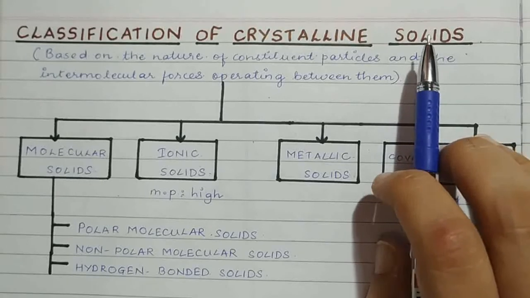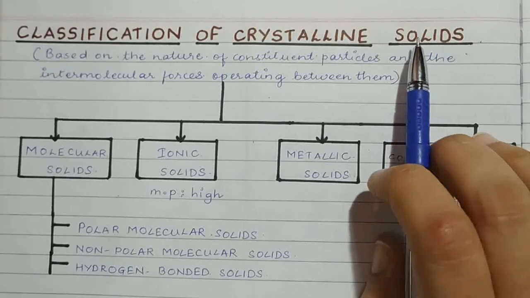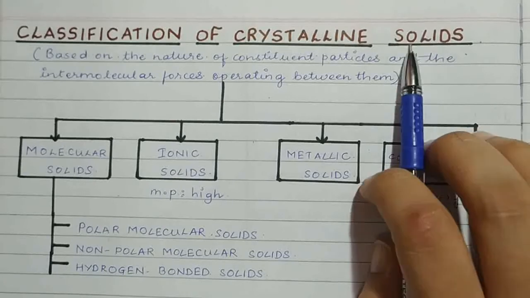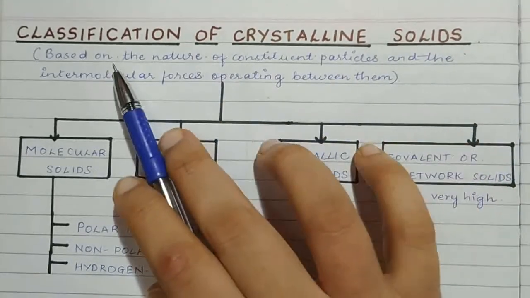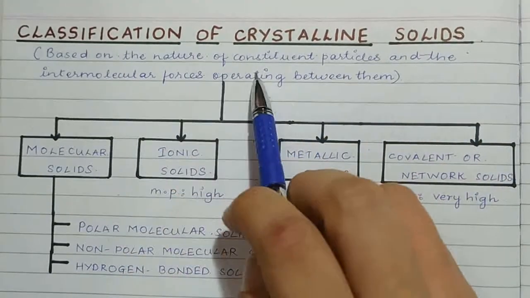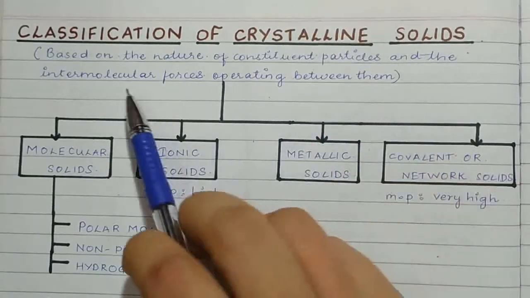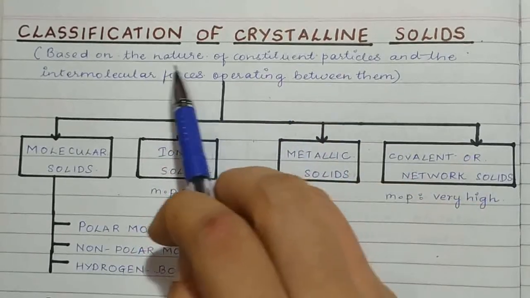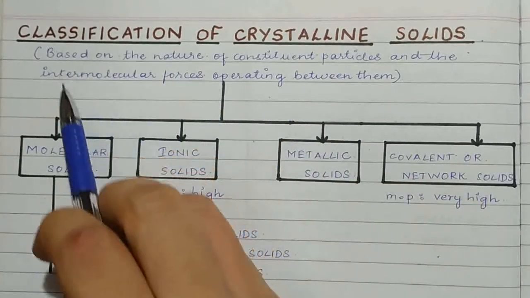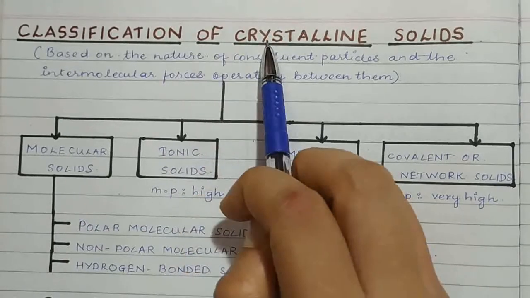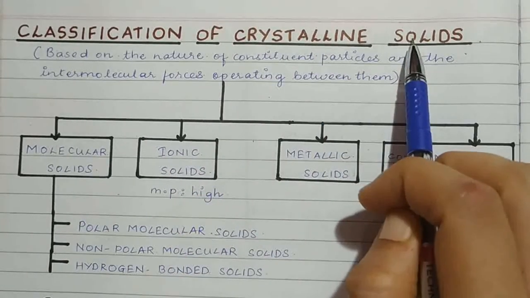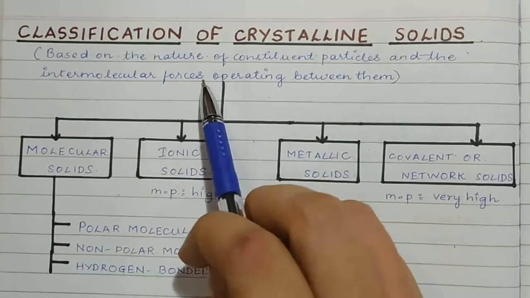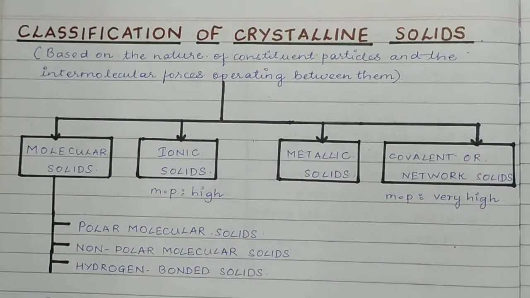On what basis is this classification made, or why are they classified into different types? It is based on the nature of the constituent particles and the intermolecular forces operating between them. This word, intermolecular forces, is the keyword. Crystalline solids are classified based on the intermolecular forces. Which are the intermolecular forces? Van der Waals force of attraction, hydrogen bonding.